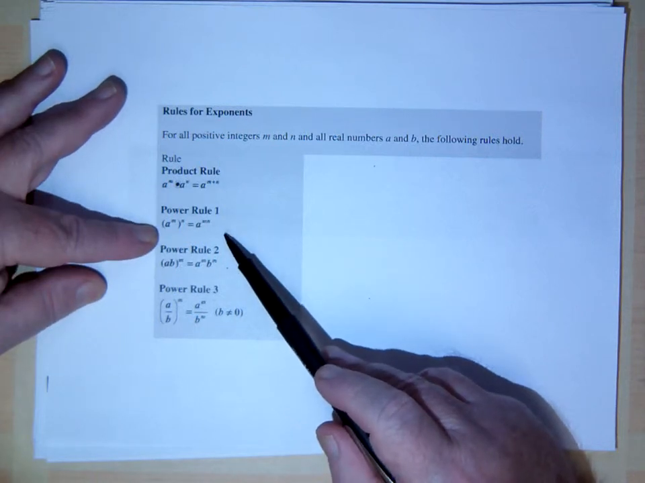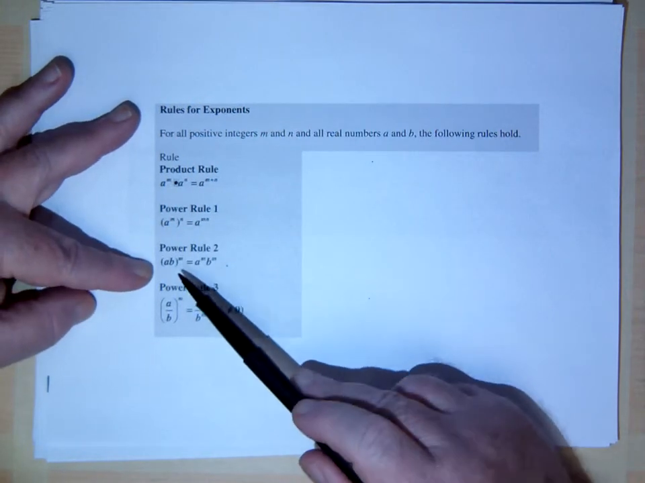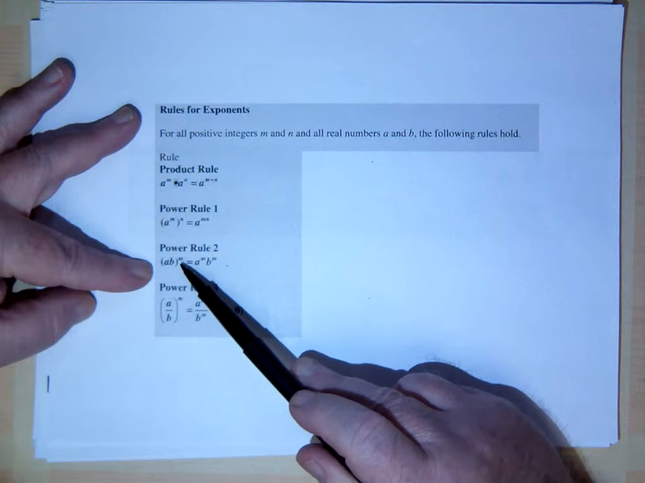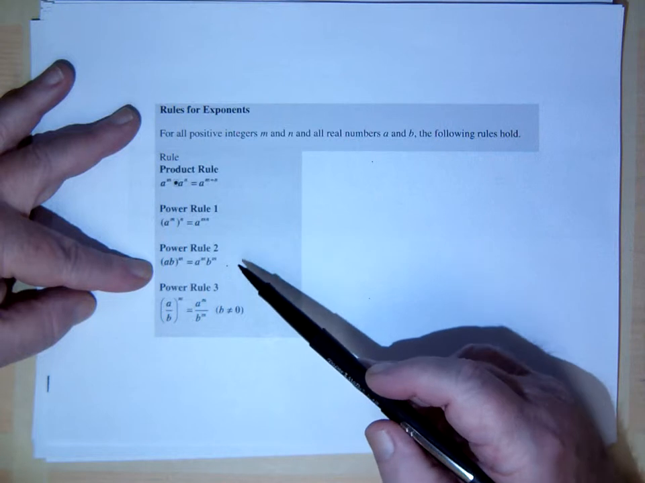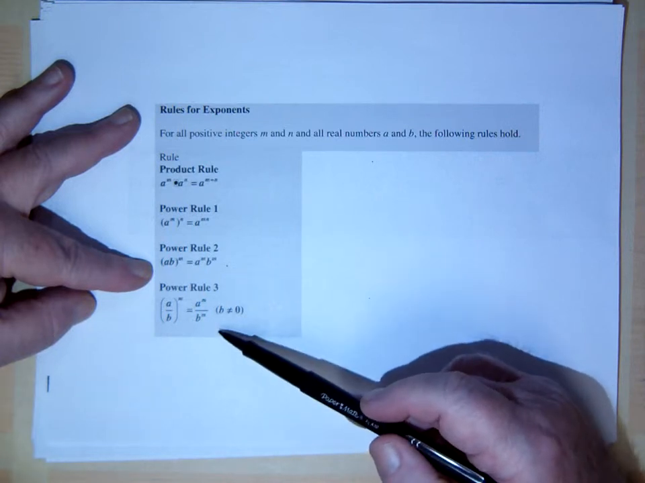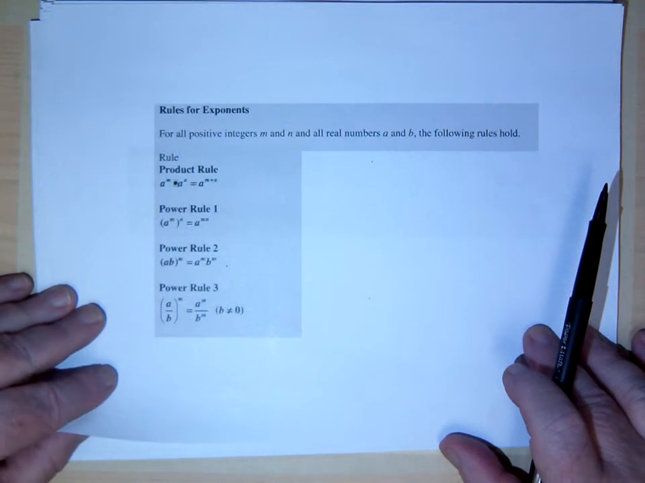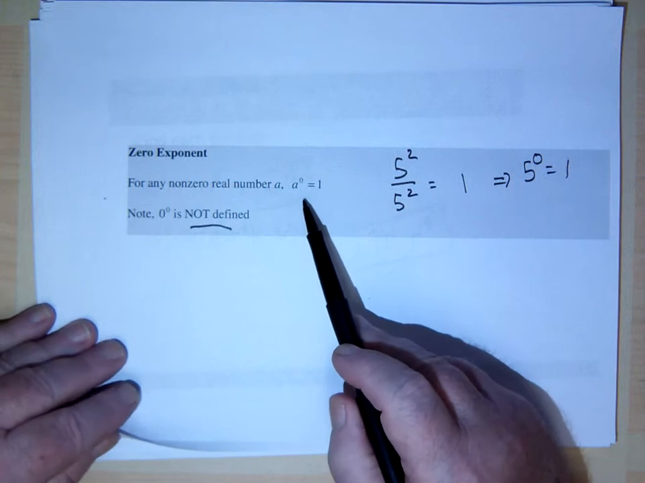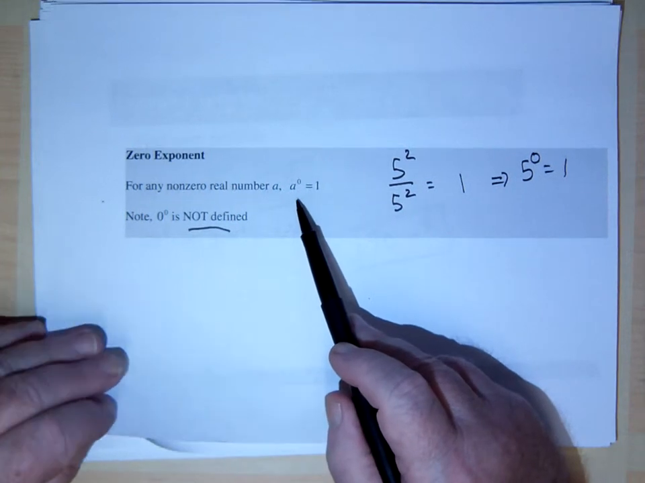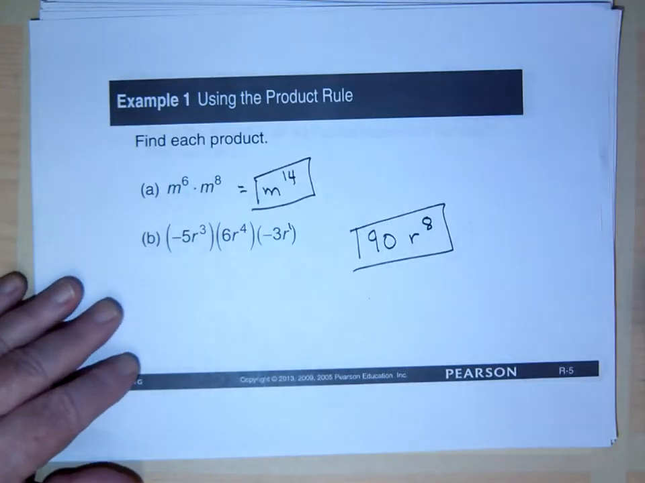We have a second power rule. If a to the m is raised to the nth power, you will multiply these exponents. If you raise a product to the nth power, the exponent is distributed to each factor, and similarly for a quotient, as long as the denominator isn't 0. As long as a is not 0, a to the 0 is 1. And 0 to the 0 is undefined.